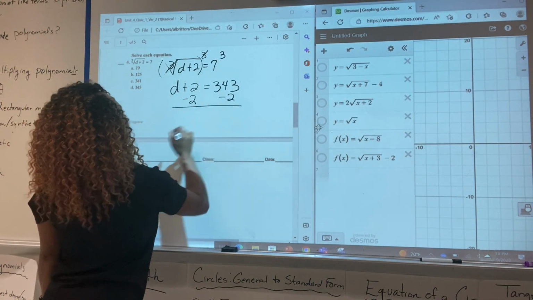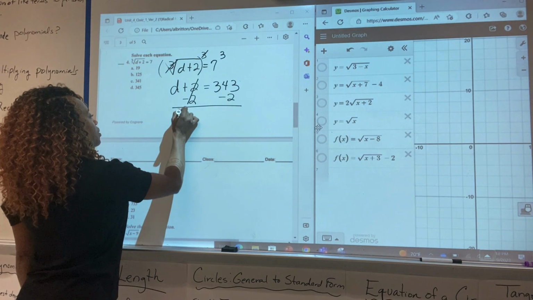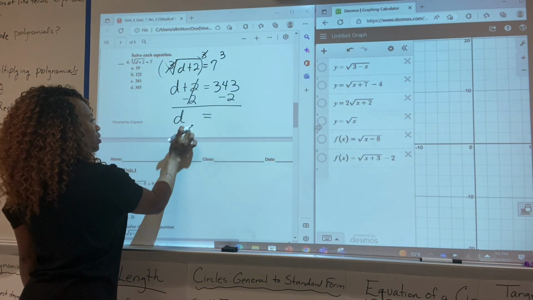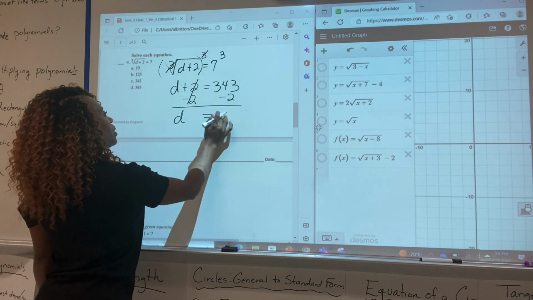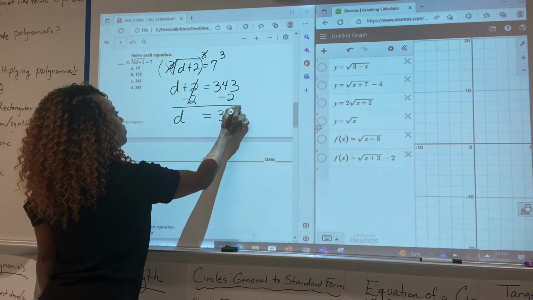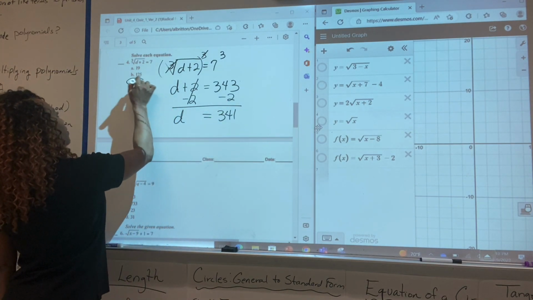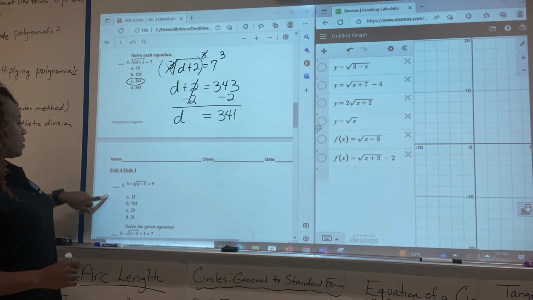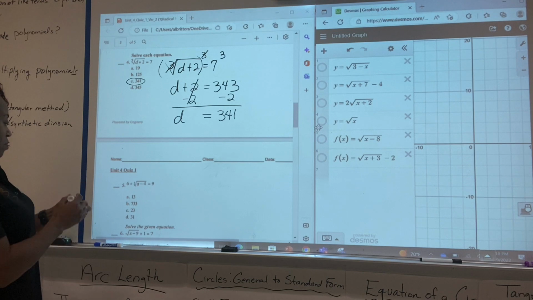Okay, this cancels. Here's my variable, isolated on one side of the equal sign, so it's the only thing on the left-hand side, and when I subtract this, I get 341. So here's our answer for that one. Let's do this one here. I'm gonna slide this up just a little bit so we can see it a little bit better.